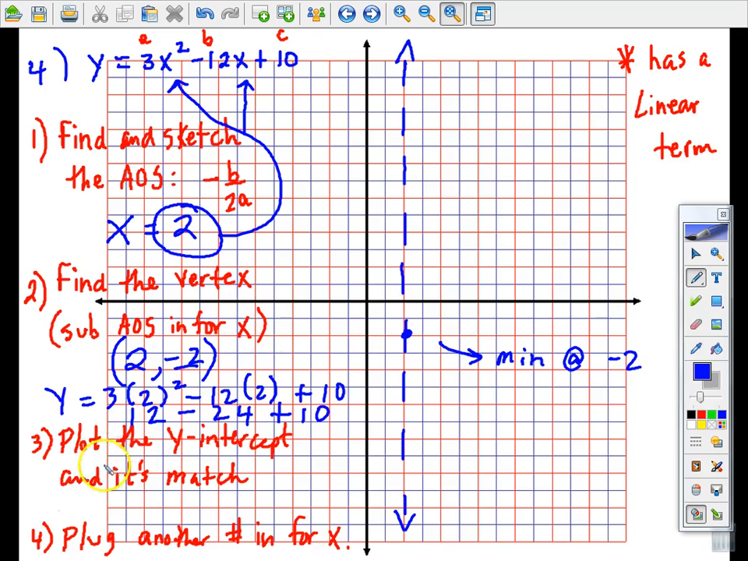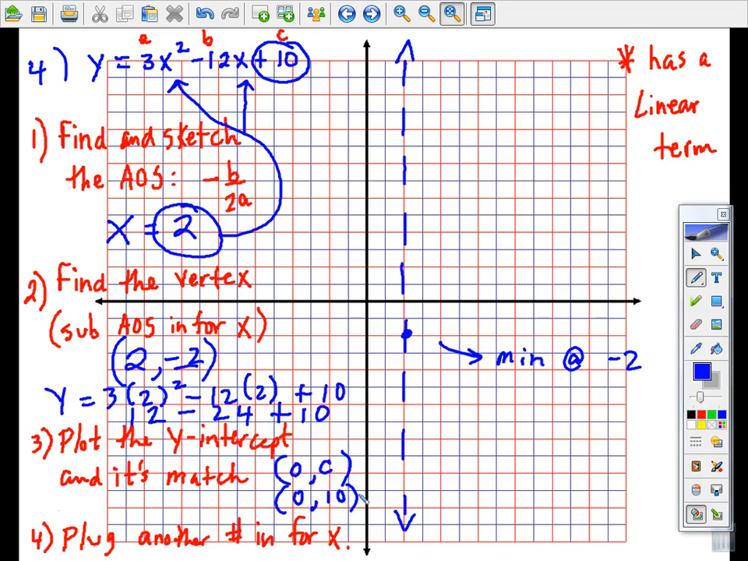Okay, here's an easy point to plot. I like number 3 because it's very easy. There's nothing to calculate. It says to plot the y-intercept. Well, the y-intercept is the constant on the y-axis. So you could say it like this: it's the point 0, C. In this case, that means 0, 10.